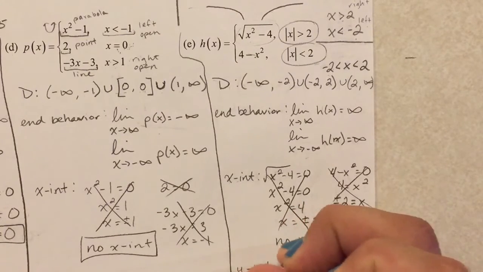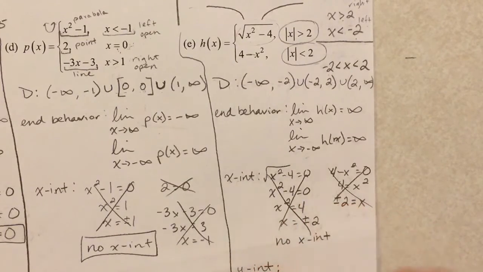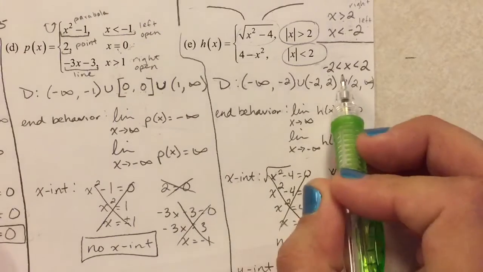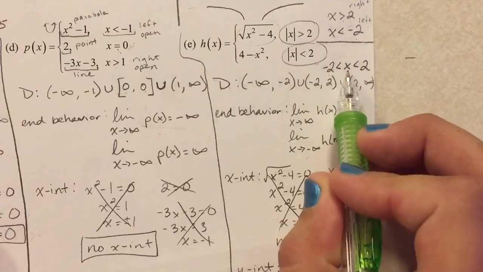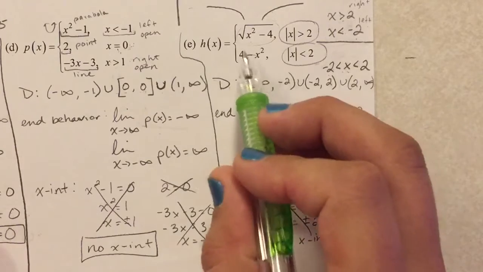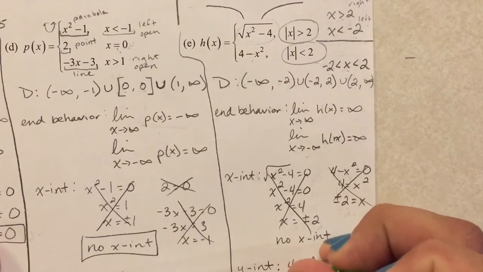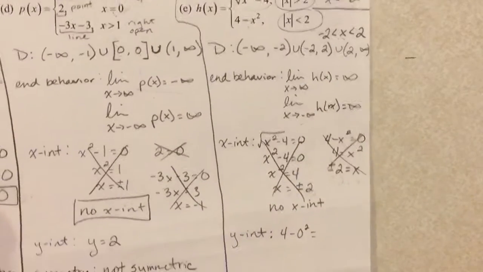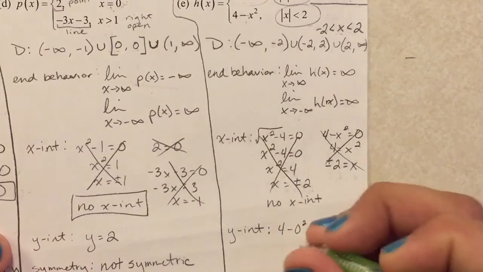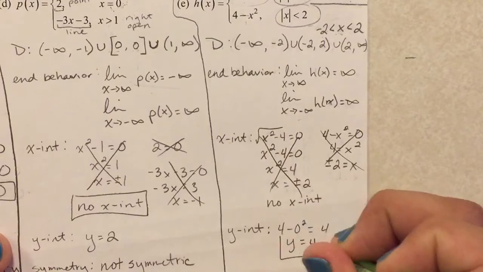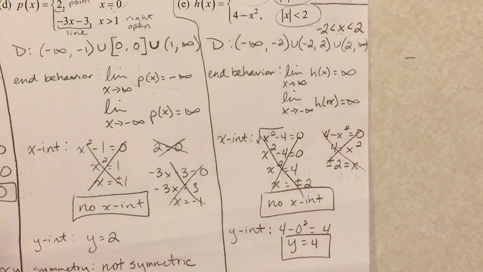Y-intercepts occur where x equals 0. Well, x is going to equal 0 on this section where the x is between -2 and 2. So if I plug in 0 to this, I get 4 minus 0 squared, which is 4. So the y-intercept is at y equals 4. Okay? Make sure you use the right part of the graph for that.